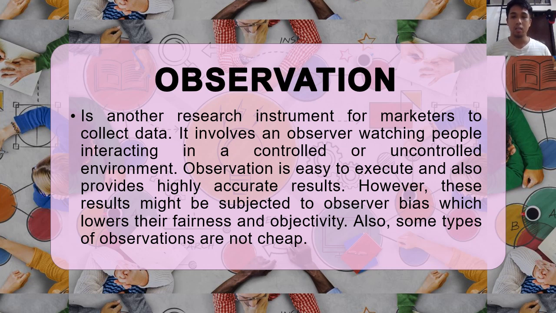Observation is easy to execute and also provides highly accurate results. So observation is more about observing the things around you or observing a certain study that is part of your research. However, these results might be subjected to observer bias, which lowers the fairness and objectivity. Also, some types of observations are not cheap.